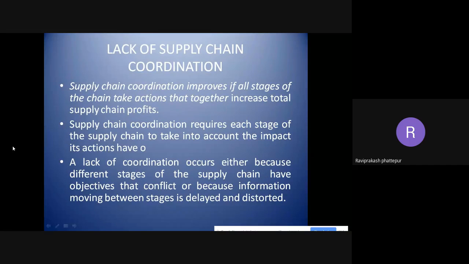So why does this happen? Why do we have a weak link? Supply chain coordination requires each stage of the supply chain to take into account the impact of its actions. Each and every link, whatever action it takes, has a lot of impact. A lack of coordination occurs either because different stages of the supply chain have different objectives, that is conflict, or because information moving between stages is delayed.